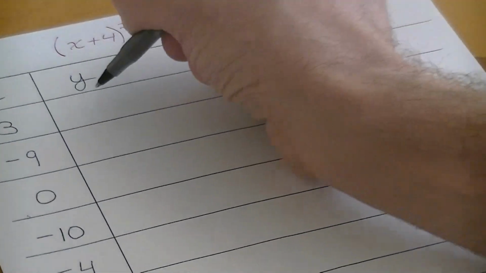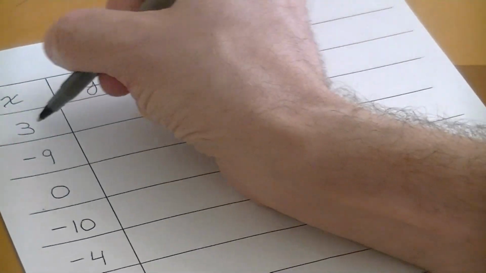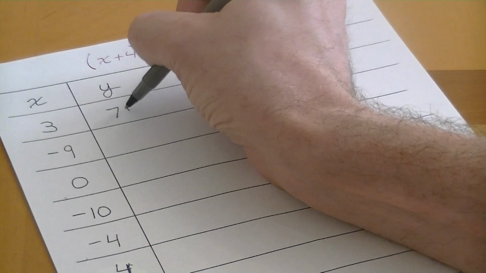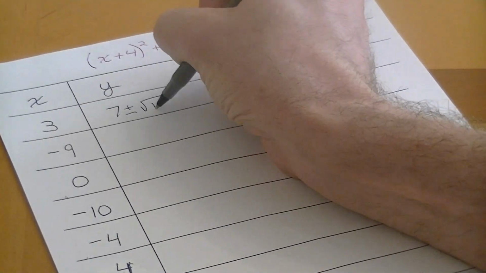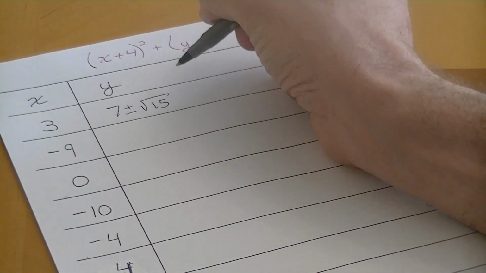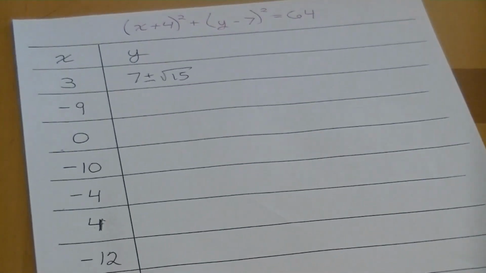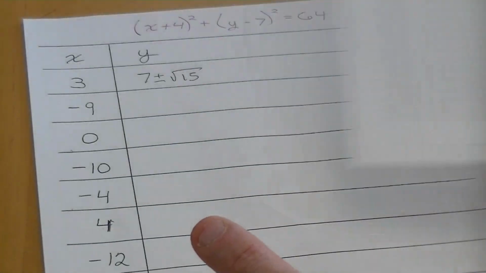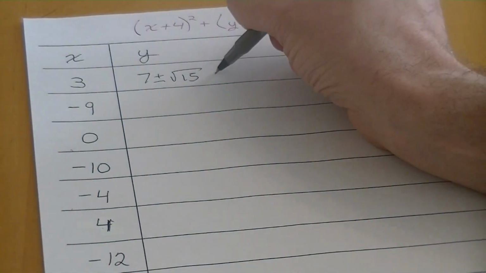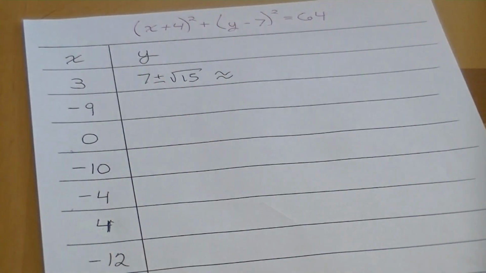If y is 7 plus or minus root 15, I'm going to write under my y column, when x is 3, y is 7 plus or minus root 15. But these are going to be points that we're plotting. Remember, we started with graph paper. We're going to be plotting these points. So I need to know approximately what that equals.